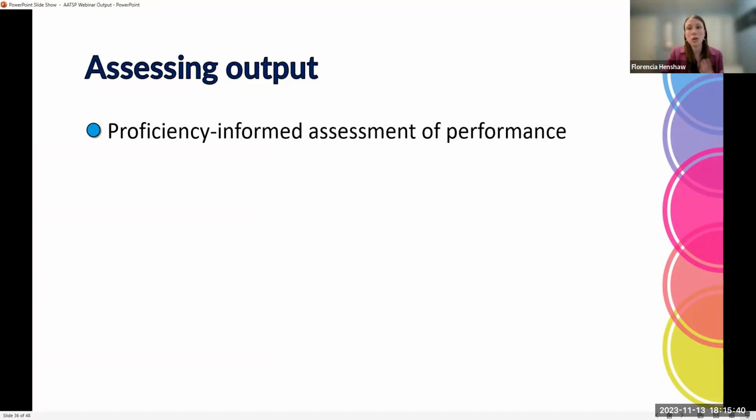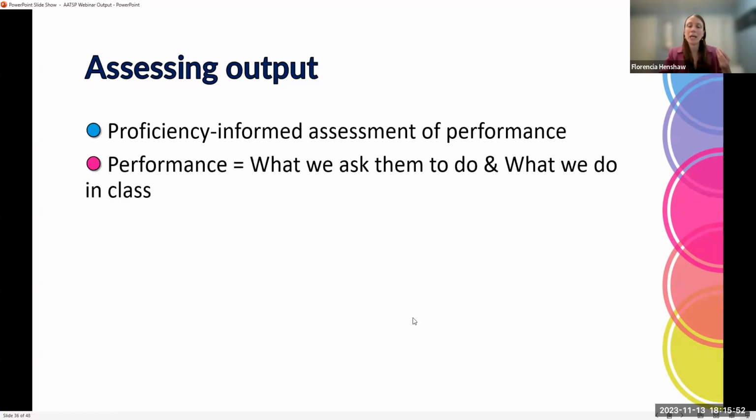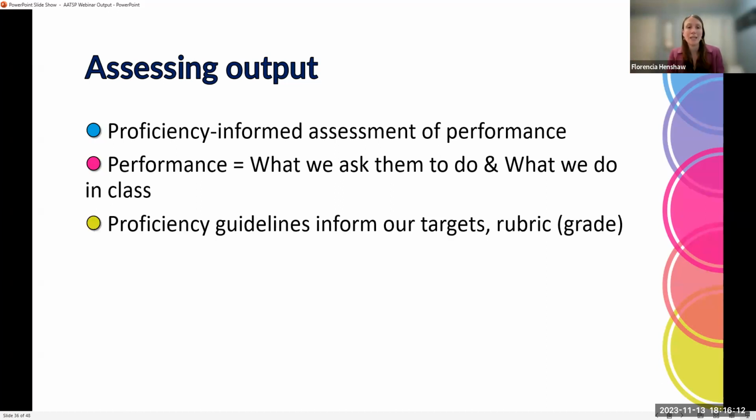The way that I think we should be doing all assessments, if we are communicative, if we are proficiency-based, is that all we're doing in class is proficiency-informed assessment of performance. What does this mean? That means that what we ask them to do and what we do in class go hand in hand, and that is indeed performance. We are preparing students for this performance. So there has to be a link. It's not going to be a proficiency assessment in the classic sense of proficiency assessments, but the proficiency guidelines are what is informing our targets and our rubrics. So this is why it is proficiency informed, but we are assessing performance.